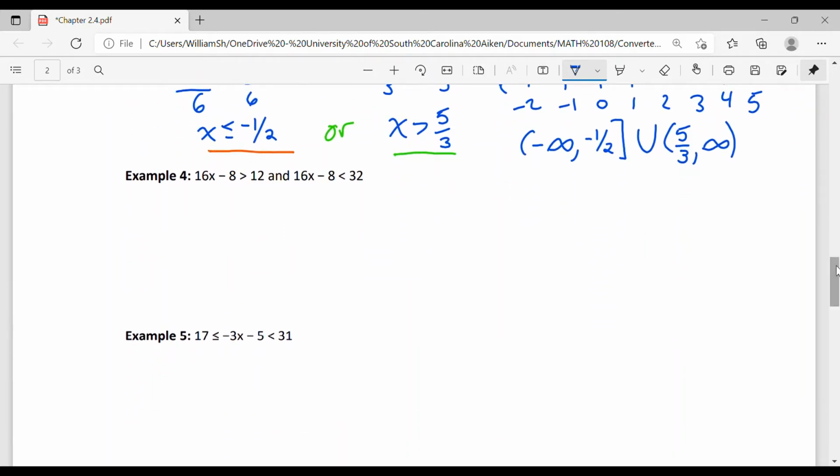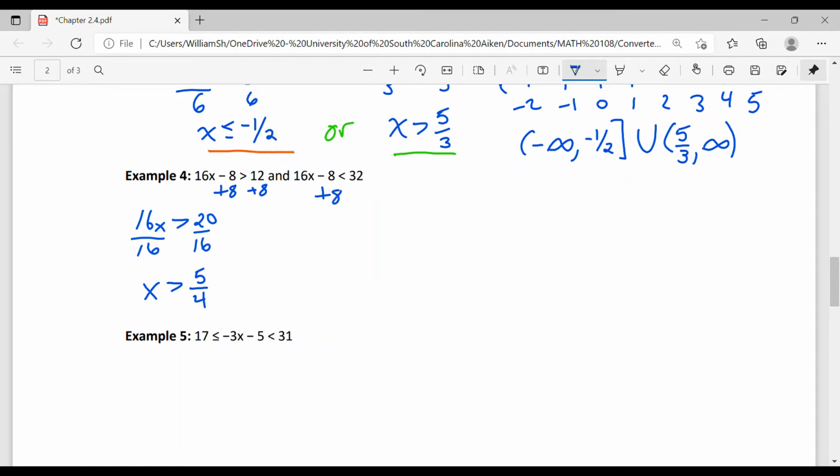All right, we got another AND statement here, so let's see how this one works out. I'm going to solve for each. So I'm going to add 8 here and add 8 here. I'm going to get 16x is greater than 20. I'm going to divide by 16. And I'm going to reduce 20 over 16 to 5/4. So here's one of my solutions here.